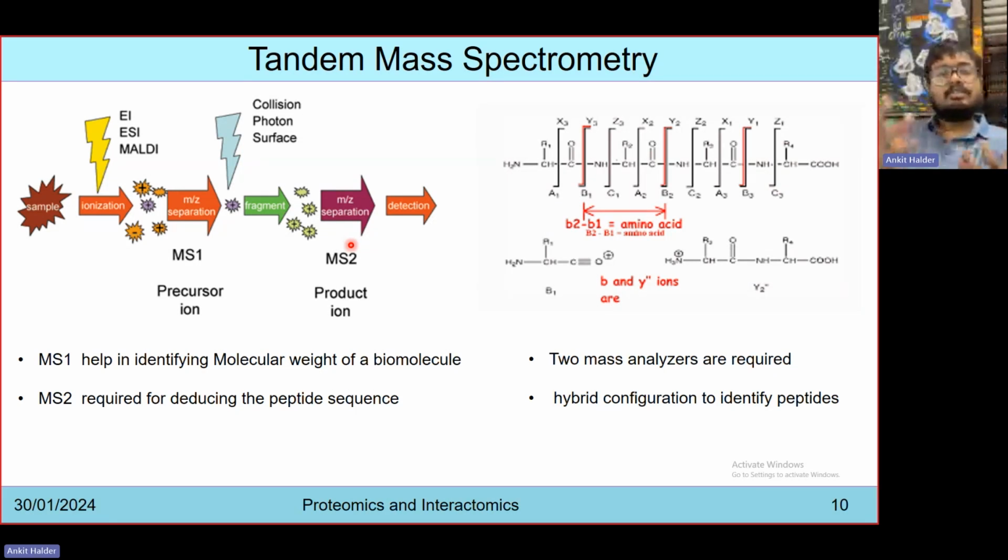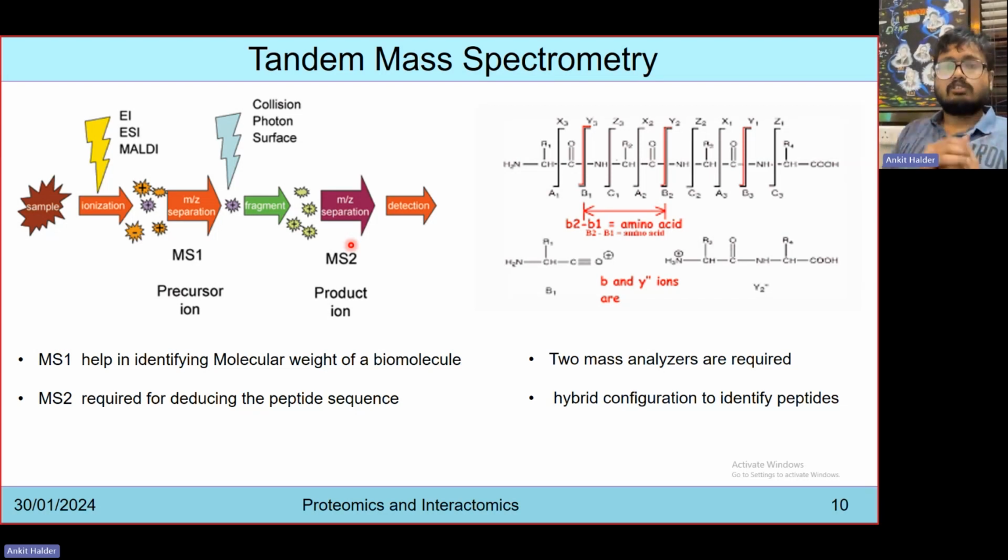So the major concept here is that if we are doing just one fragmentation and one m/z separation and detection, we can definitely get the molecular mass of that particular peptide, but we won't be able to deduce the sequence of that particular peptide.